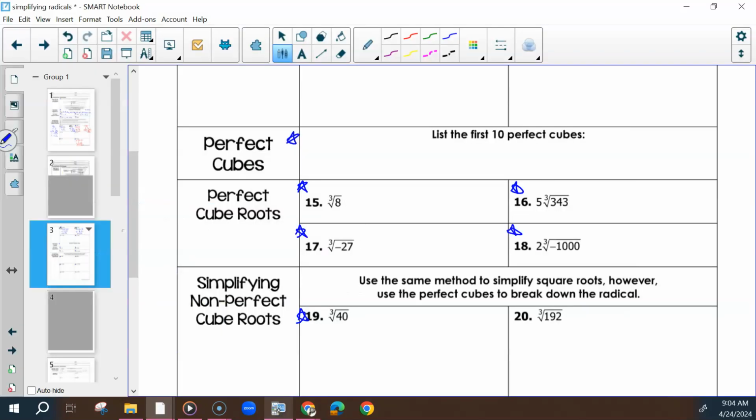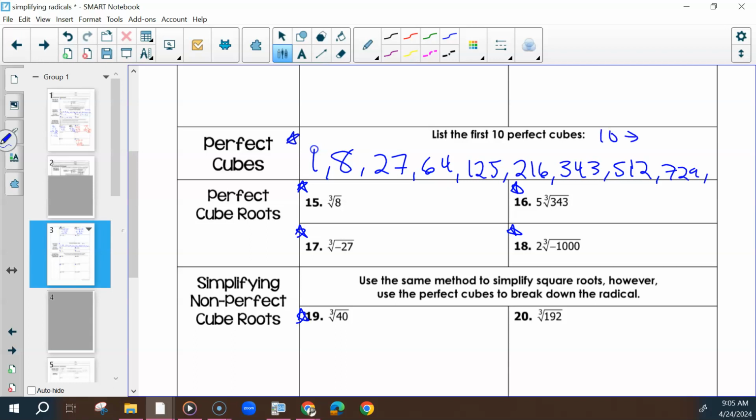So 1 cubed would be 1. 2 cubed, 8. 3, 4, 5, 6, 7, 8, 9, 10. You could know more than this, but this is a good amount to know.